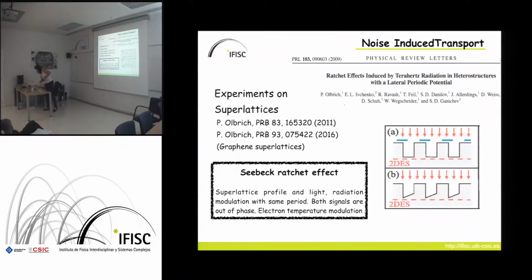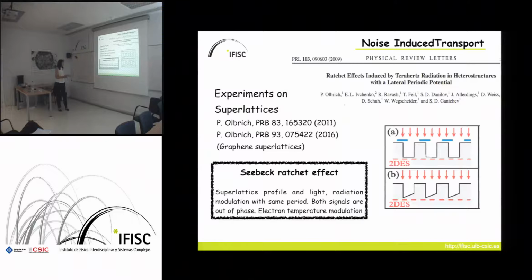So one of the experiments was done in superlattices, in which you have some periodic potential and then you illuminate this superlattice with some light that has also the same periodicity but different phase. And what you get at the end is to induce some temperature that depends on the position. And this electron temperature that depends on the position then is able to drive a current.